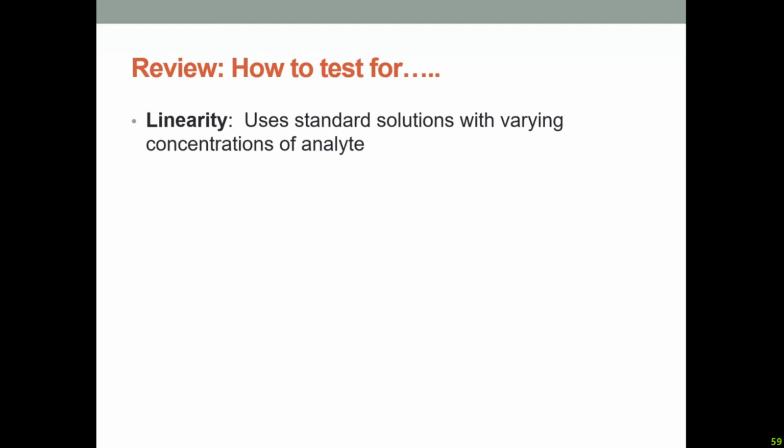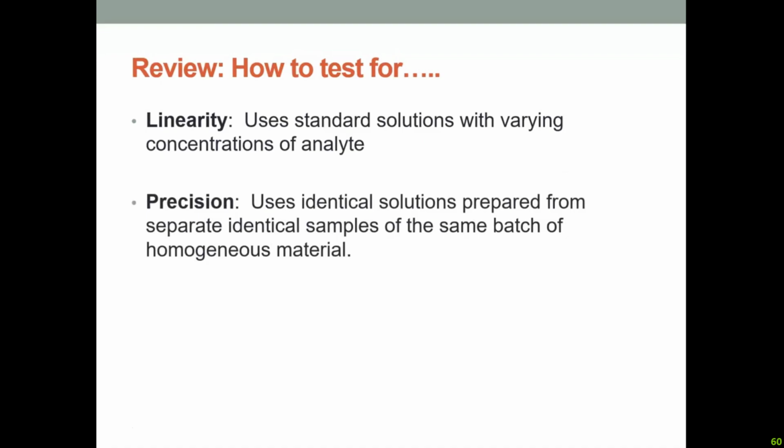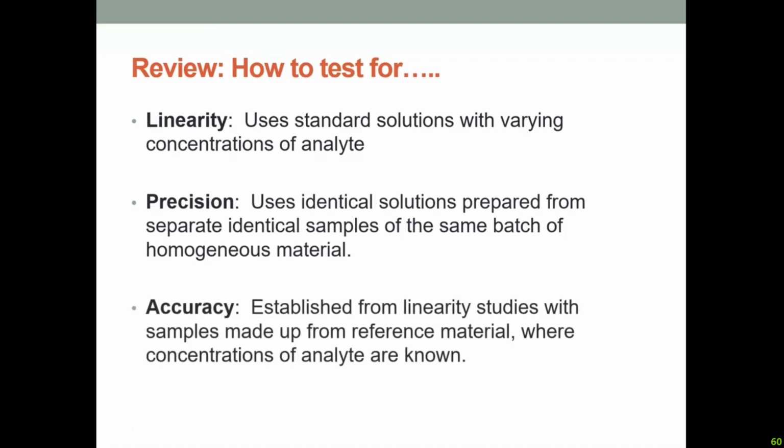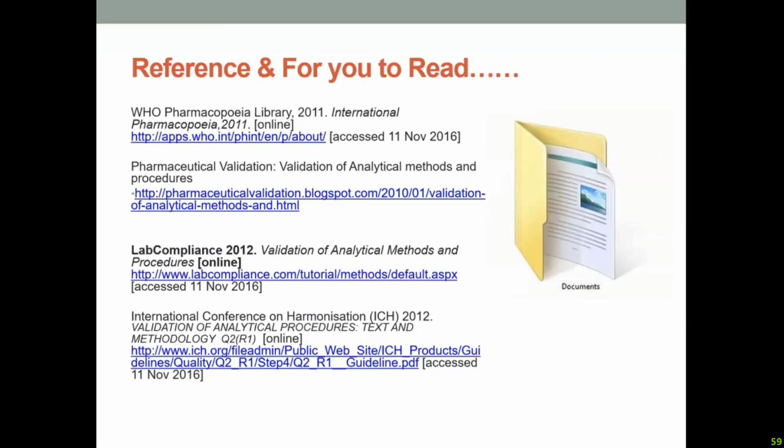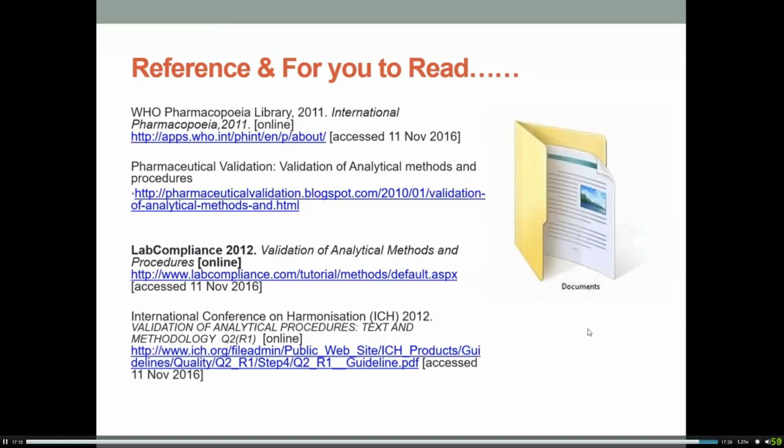So just a quick review. Linearity uses standard solutions with varying concentrations of analyte. Precision uses identical solutions prepared from separate identical samples of the same batch of homogeneous material. And accuracy is established from linearity studies where the samples were made up from a reference material where the concentrations of analyte are known. There is a little bit of reading for you here. It's referenced in the appendix to this lesson, so you can have a look at it.